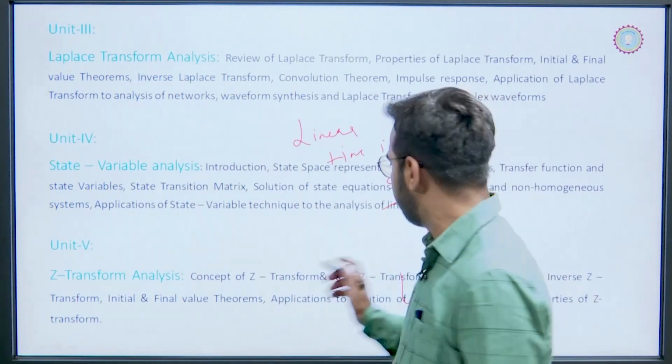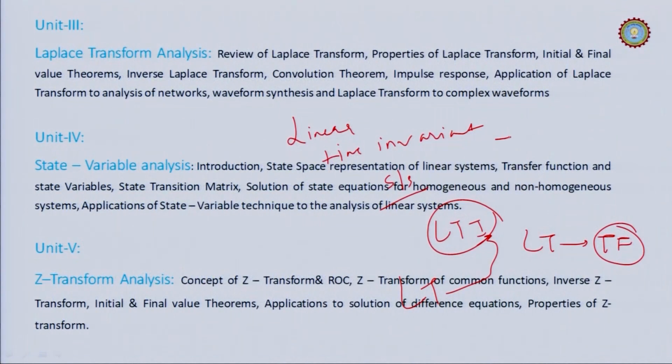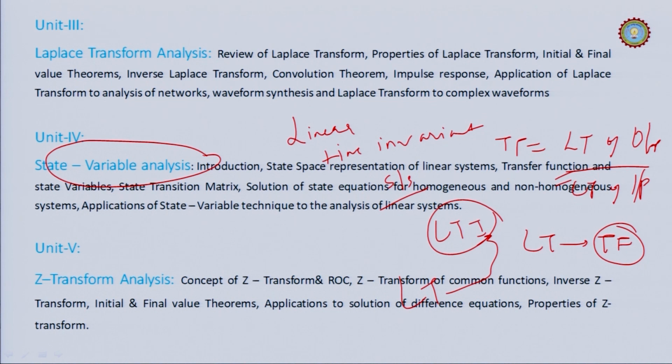If we have the Laplace transform, we can easily find the transfer function, because the transfer function is basically the ratio of the Laplace transform of the output to the Laplace transform of the input. Once we have this, we can easily study the system. But if we do not have an LTI system, it will be very difficult to analyze it. State variable analysis is a tool which helps us study a non-LTI system, and find its stability and other properties.